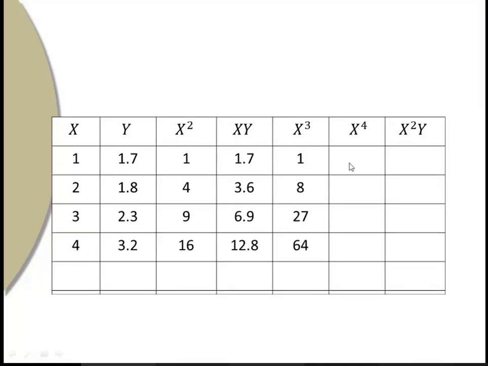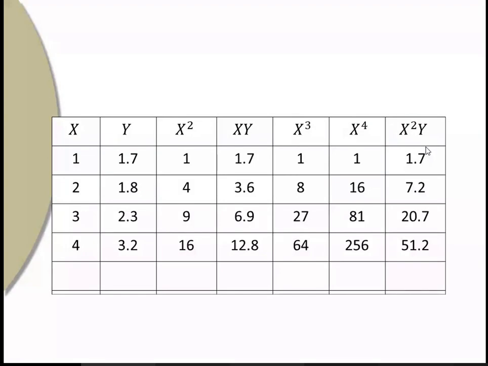Then x raised to 4. Take the fourth power of these terms, or multiply x cube into x: 1 into 1, 8 into 2, like that. Also, you can get the x raised to 4 terms. And the last term, x square into y: take the product of the second and third columns. That gives us x square y.